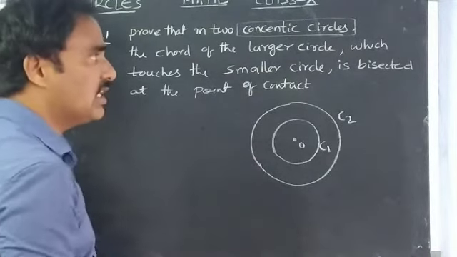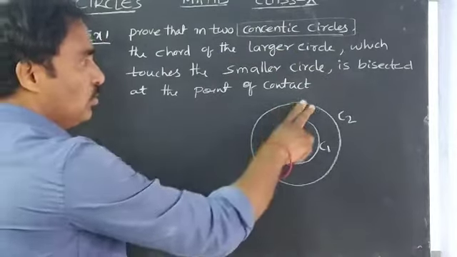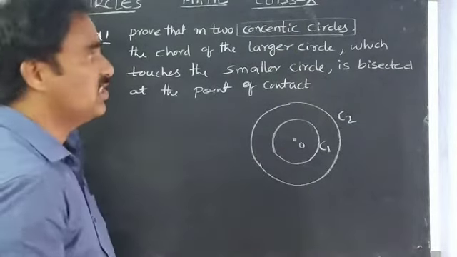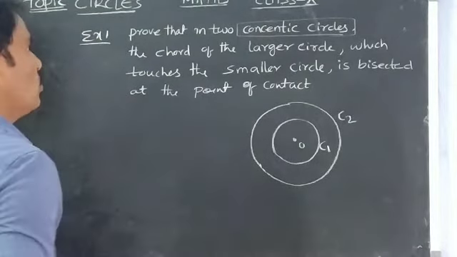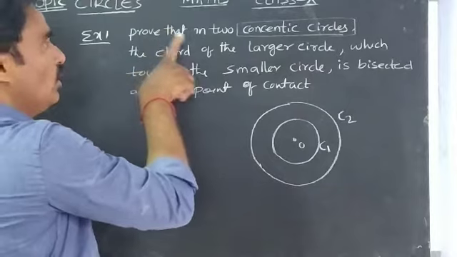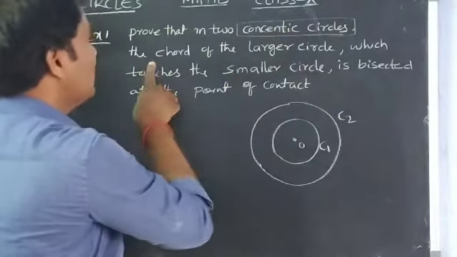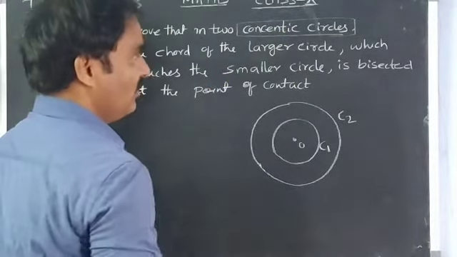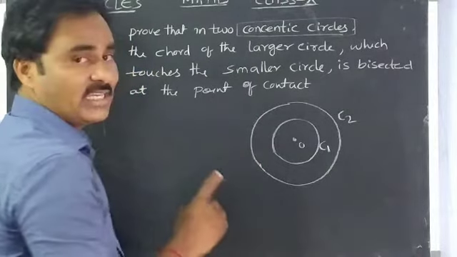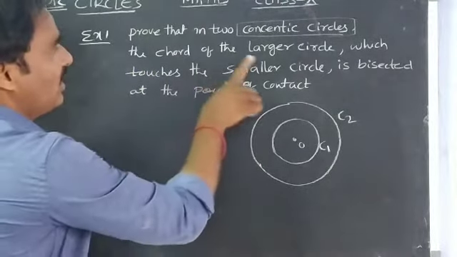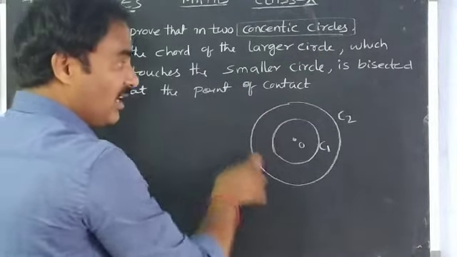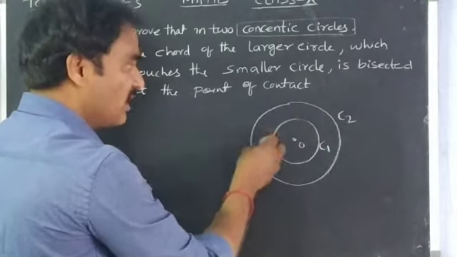So what is the definition of concentric circles? Two or more circles having the same center are called concentric circles. Right? I have taken two concentric circles. What are we going to prove? We are going to prove that in two concentric circles, the chord of the largest circle which touches the smaller circle... The chord means the line which intersects the circle at two points.